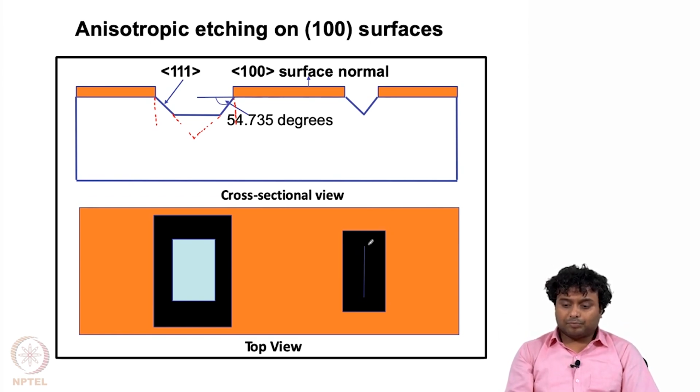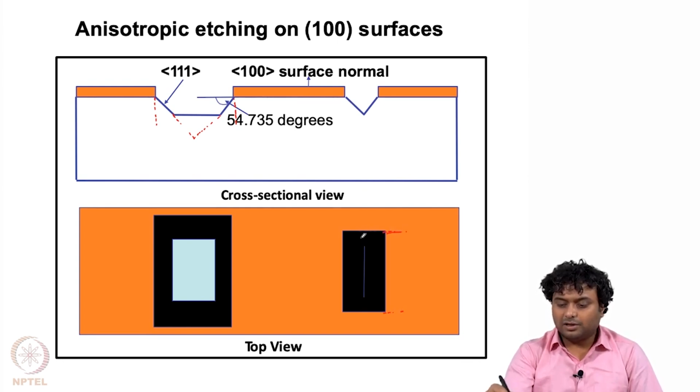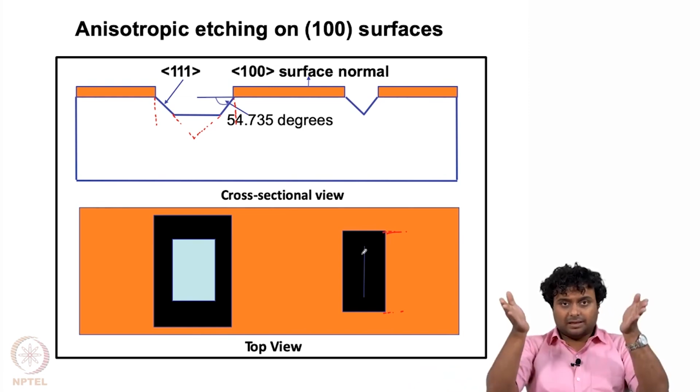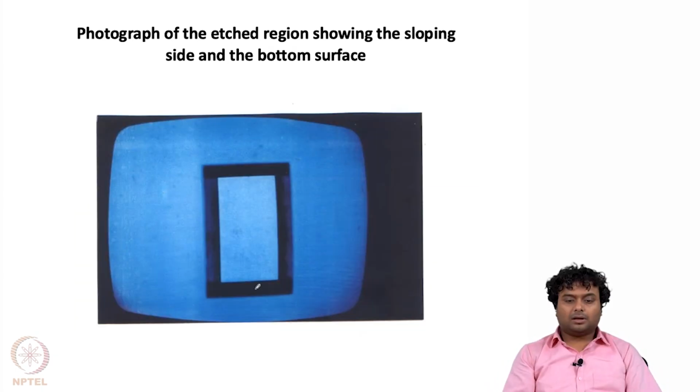And the point to be noted here is that the length of the line is also small, right. It is not the complete length. The complete length is this much, but here the length of the line is small, because here also we have 111 planes open, because from this opening it is coming as a 111 plane, and these two sides also will go as 111 planes. And here now we can see the real photograph of the etched surface, right.